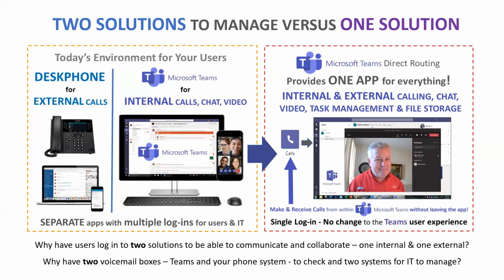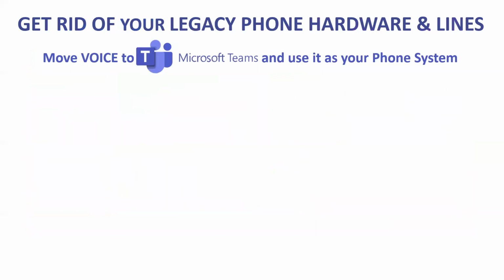So why have users log into two solutions to communicate and collaborate, one for internal, one for external, when you don't have to? This creates a problem where they've got two voice mailboxes, one for Teams, one for your phone system, that they have to check. And everything has to be managed by IT. We're trying to reduce the amount of IT when we talk about voice.